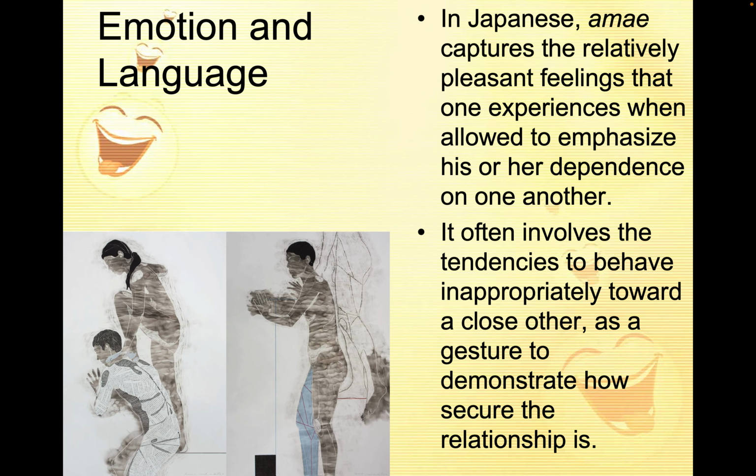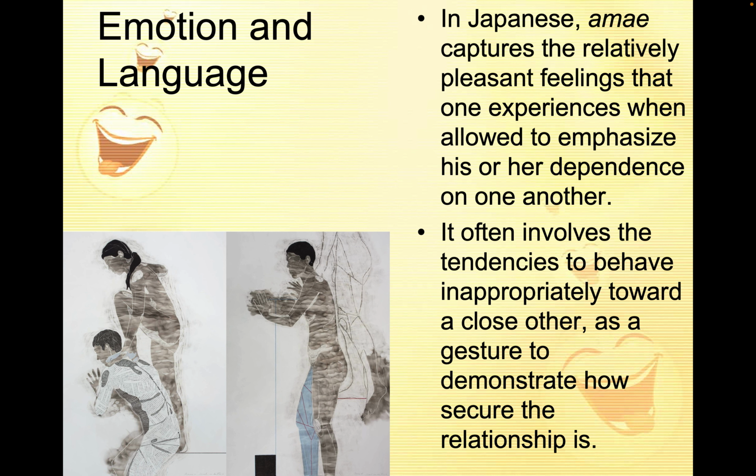In Japanese, amae captures the relatively pleasant feelings that one experiences when allowed to emphasize his or her dependence on one another. It often involves a tendency to behave inappropriately toward a close other as a gesture to demonstrate how secure the relationship is. And of course, we would consider this a sign of codependency in the United States. But as far as they're concerned, it shows a lot of emotional connectedness because they're able to be inappropriate toward their significant other without their significant other having a negative reaction. And the word is amae.